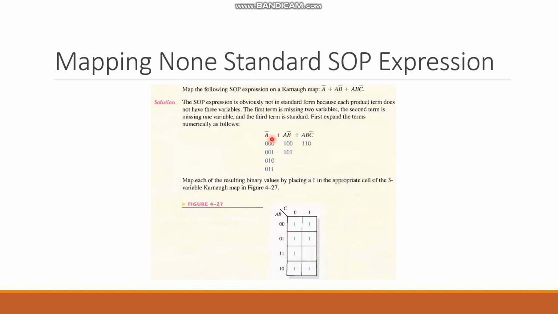Here B and C are missing as well. So it's going to be A complement, B complement, C complement, B complement C, BC complement, BC. Then this is going to be the standard form. So how many ones do we have inside the cells? 1, 2, 3, 4, 5, 6, 7. That means we have 7 ones inside the cells of the Karnaugh map.